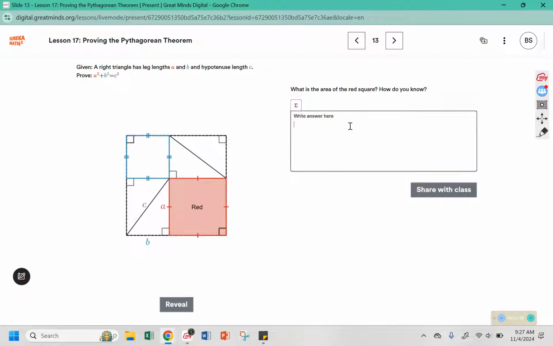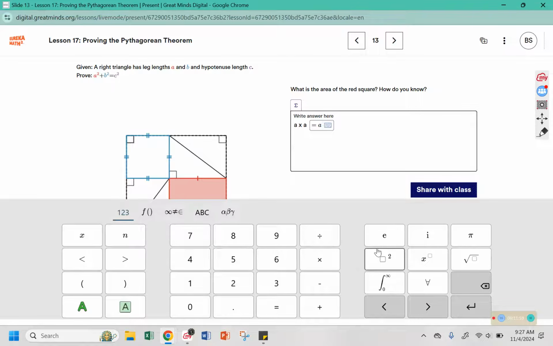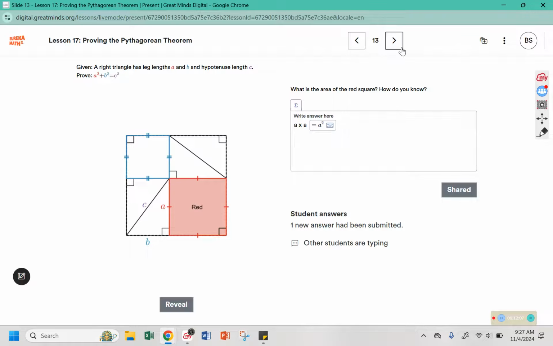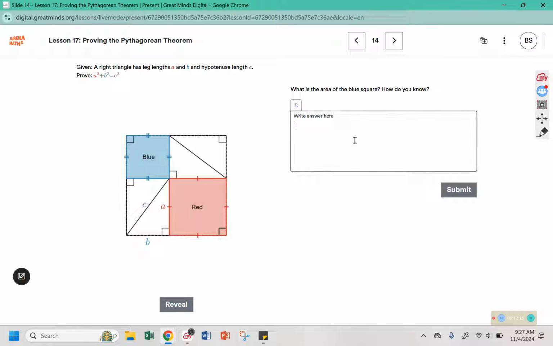What is the area of the red square? That is A times A, so it is equal to A squared. It's a square. You would do base times height for a rectangle. A times A gives you A squared. What is the area of the blue? Well, B times B is equal to B squared.